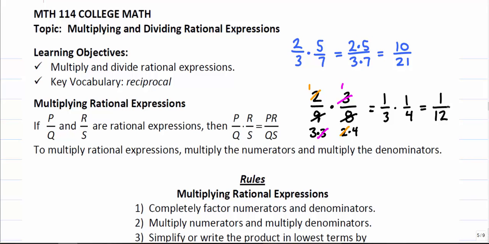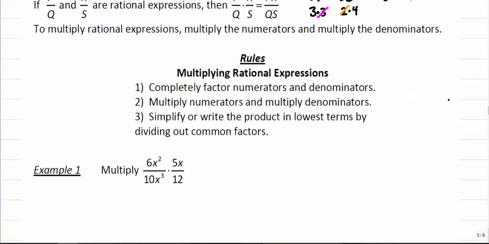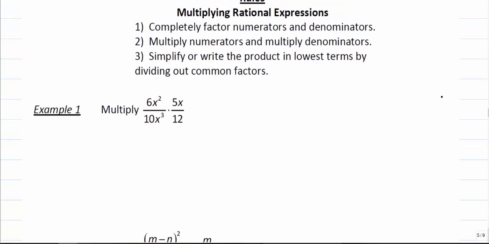So if your denominators and numerators have nothing in common, you just go straight across. But usually the case is that something can be factored and reduced. And so we do the same thing with rational expressions. Completely factor the numerators and denominators, and then multiply the numerators and denominators.